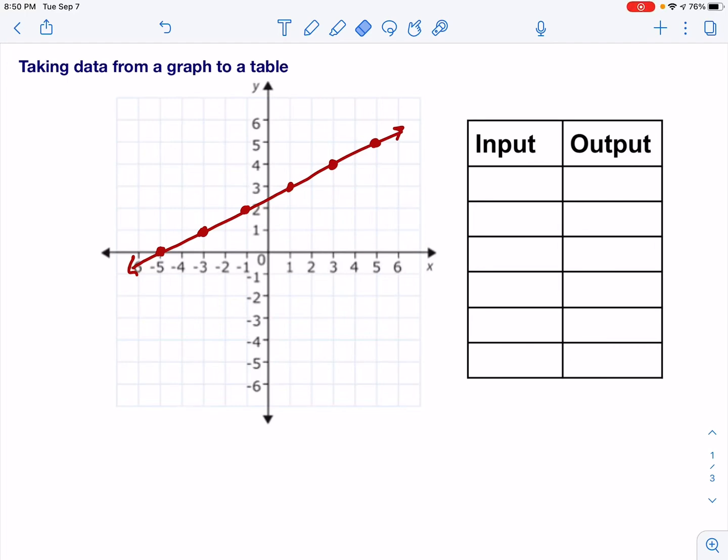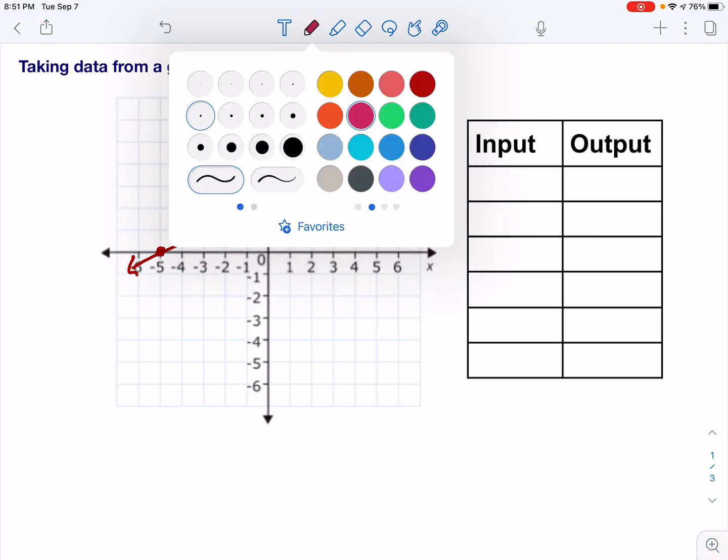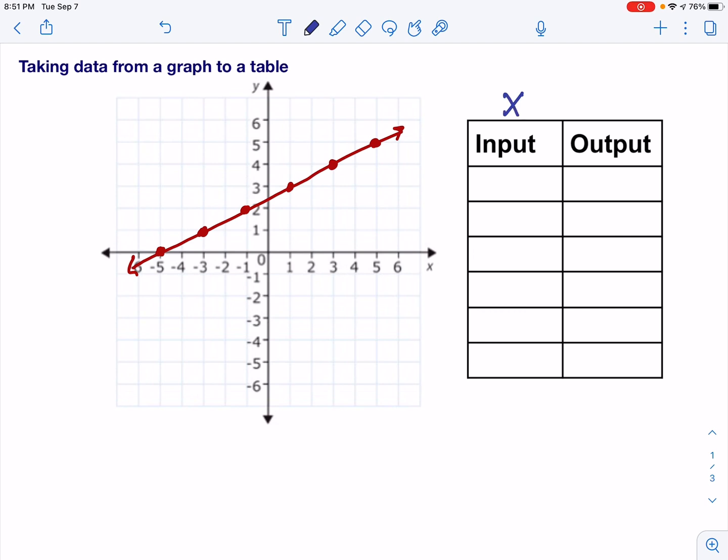All right, we're going to take a look at taking data from a graph and writing it into a table. So we're going to go from a graph to a table. All of our data that we're looking at is going to be linear, so it's going to make a nice straight line. And we're going to see how to pull that data out of the graph and put it into a table. So the first thing I want to make sure I point out is that our input values are going to be our x values and our output values are going to be our y values.